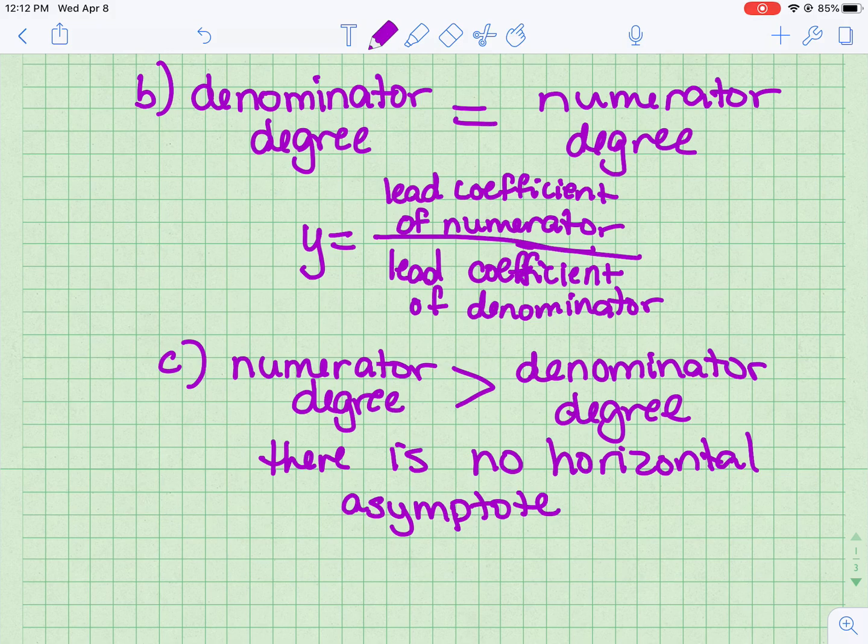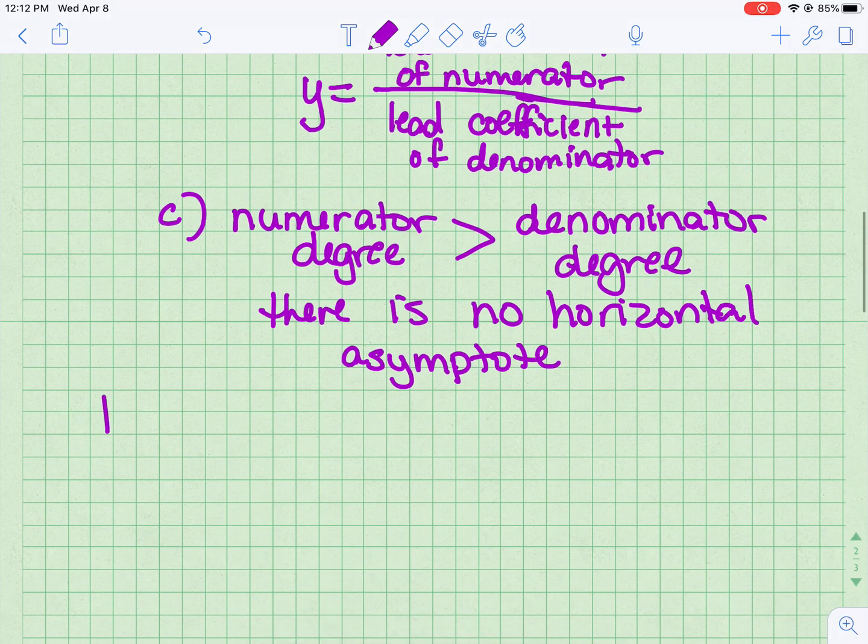And so that's the part that's a little bit confusing, is figuring out the horizontal asymptote. All right, and then the last, are you okay with that part so far? Yeah. Okay. The last thing you have to figure out is if there are any holes.